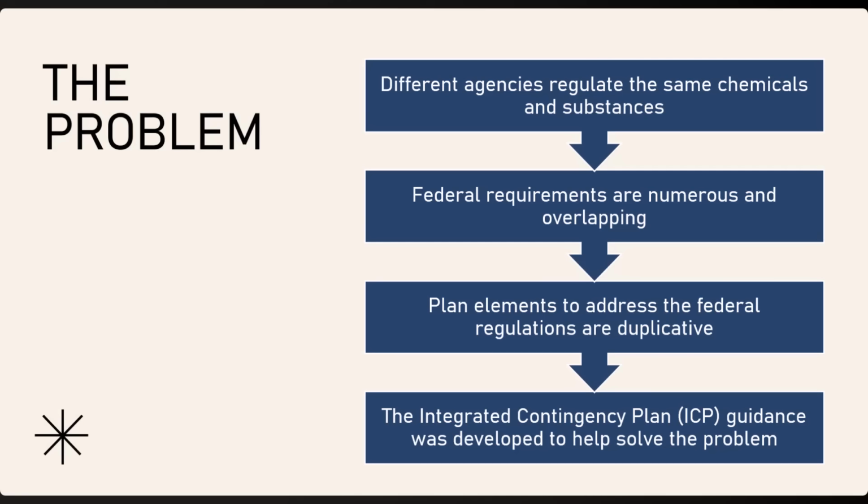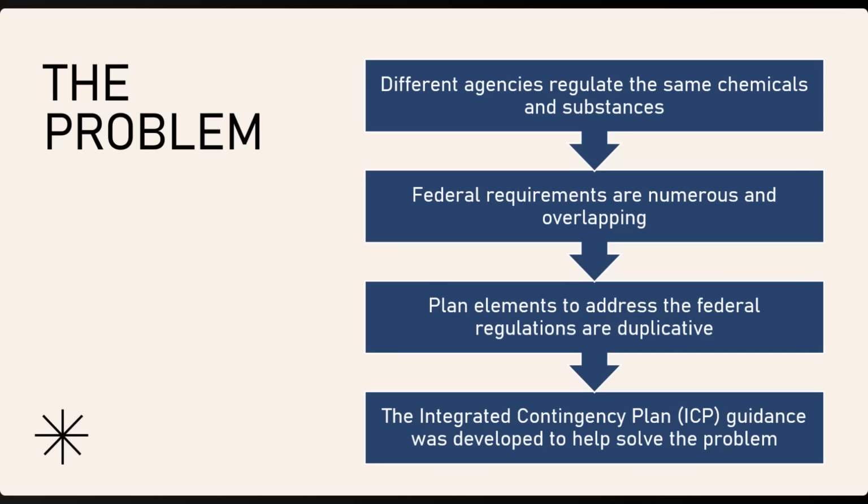The last option discussed in this presentation is the Integrated Contingency Plan format, sometimes referred to as the One Plan. The Integrated Contingency Plan format emerged as a result of a problem. Let's begin this topic by looking at the problem that companies often encounter when developing and maintaining emergency response plans required by different agencies. First, different agencies, both federal and state, regulate the same chemicals and substances.